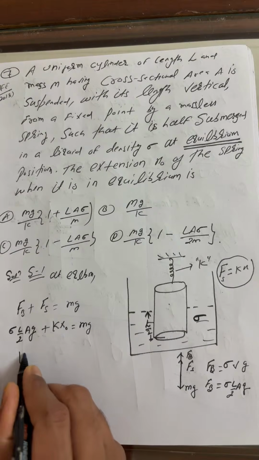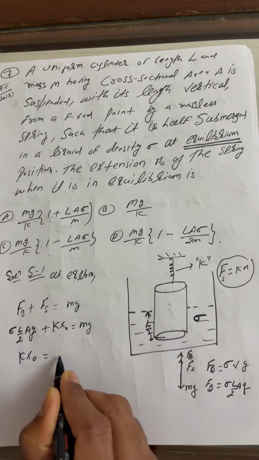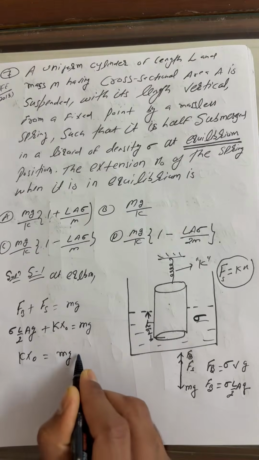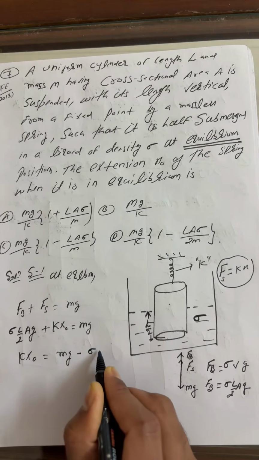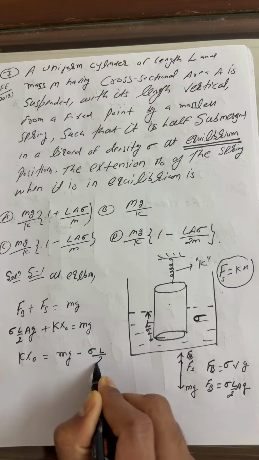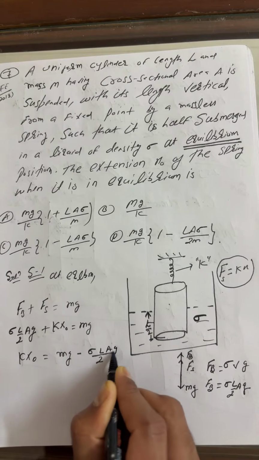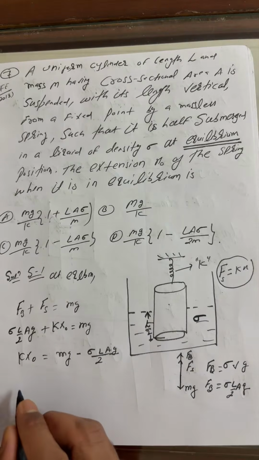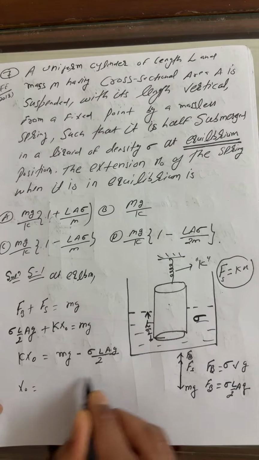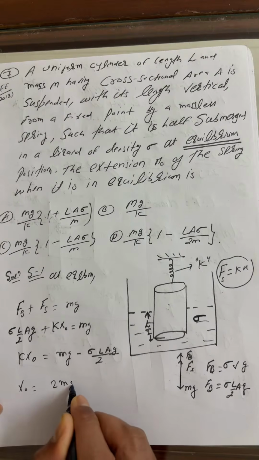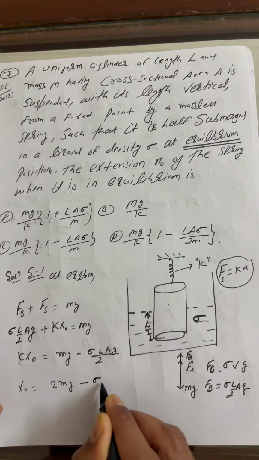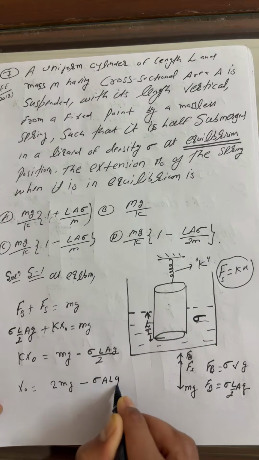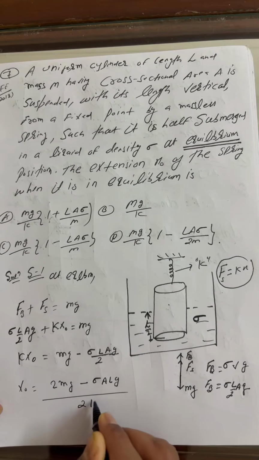So what you can see, this is kx naught beta. Solve further here: this is mg minus beta sigma l by 2, this is ag. Now for this condition, just cross multiply. You can write beta x naught equals twice of mg minus sigma al into g by 2k.